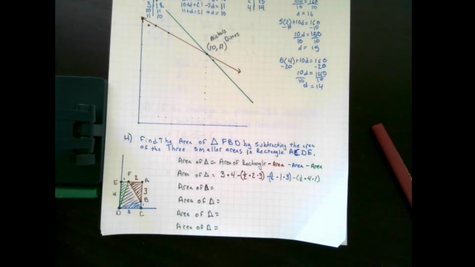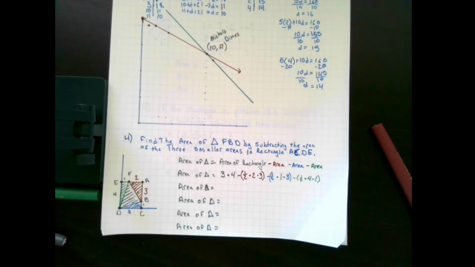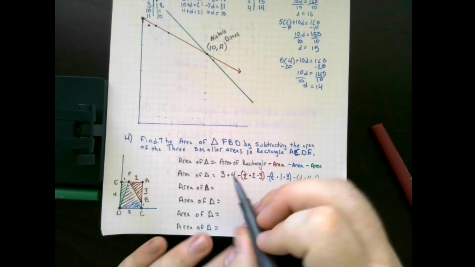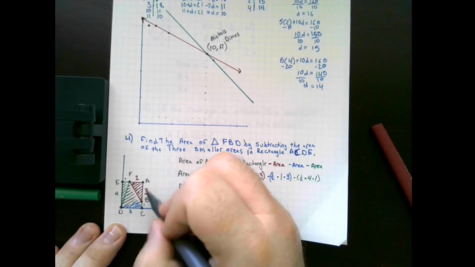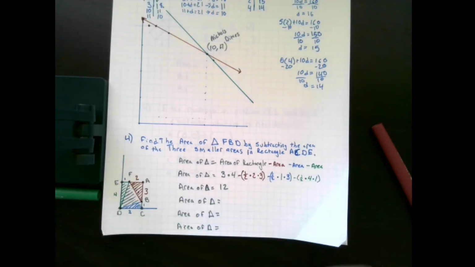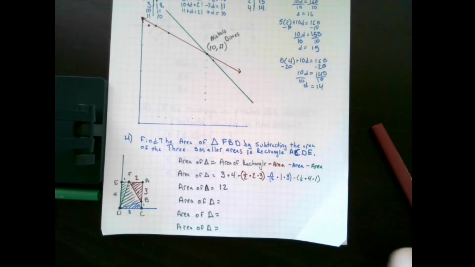Now, question 4 says to find the area of triangle FBD by subtracting the area of 3 smaller areas in rectangle ACE. So we've got 3 triangular areas around this triangle here. Now, the rectangle is a 3 by 4 rectangle, which 3 times 4 is 12. Finding the area of these 3 triangles, we're going to multiply their base times their height, and we're going to divide that by 2 or multiply by a half.